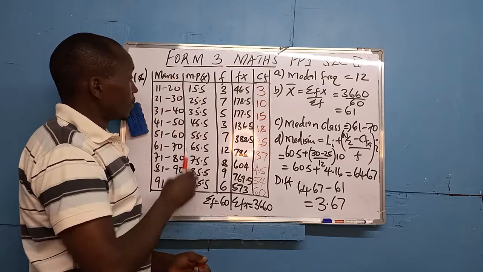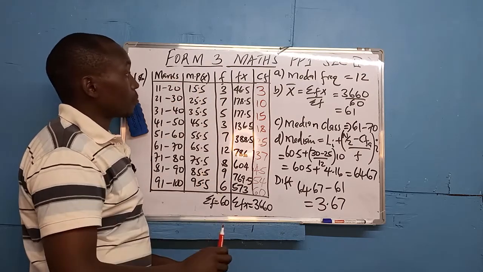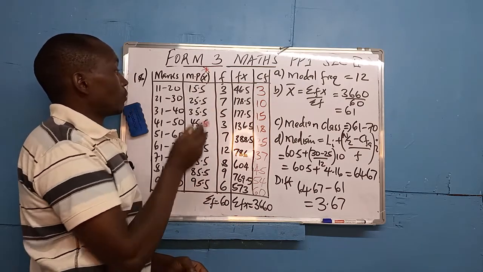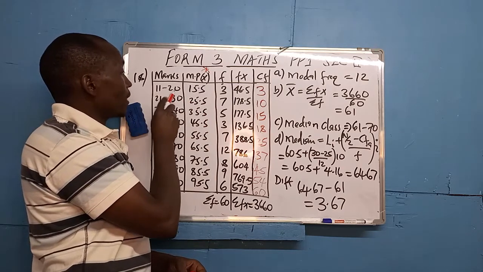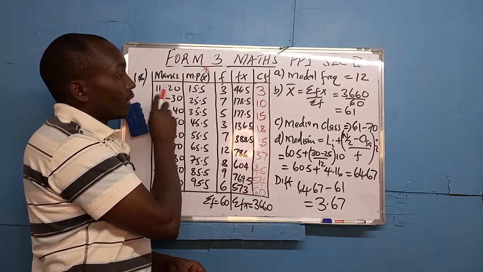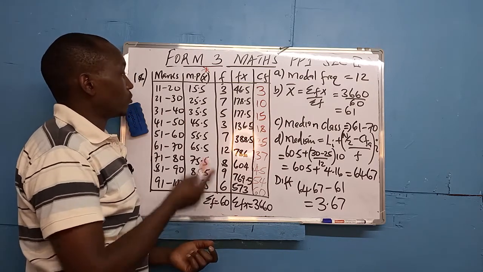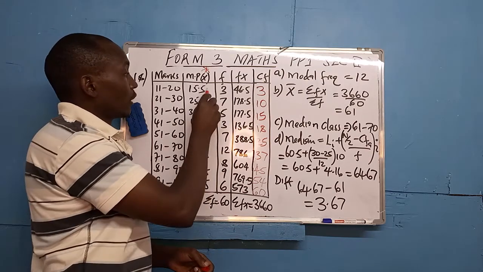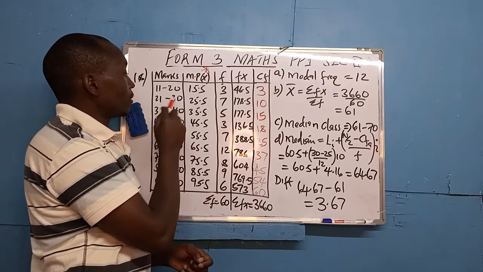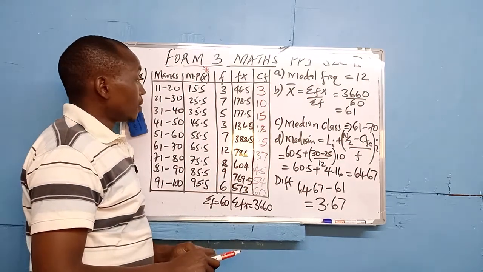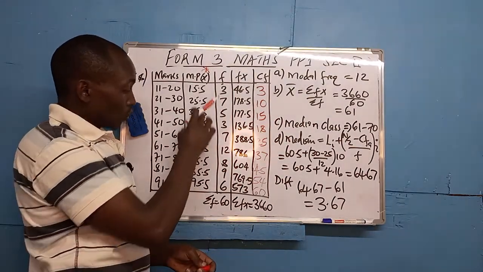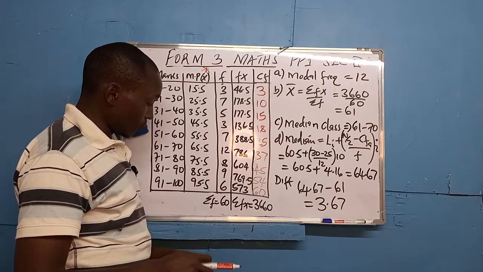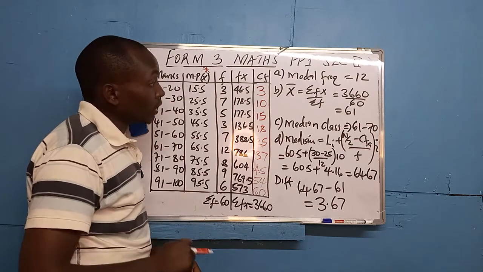You're given the marks here. These are your classes. What you need to do is to work out the midpoint, which will give you your x there. The way to work out the midpoint is to add the lower class boundary and the upper class boundary, divide by 2. So 11 plus 20, that is 31, divided by 2, you get 15.5. The same with this, 21 plus 30, then that is 51, divided by 2. All the way to the last class here, 90, add 100, you get 191, divided by 2, you get 95.5.